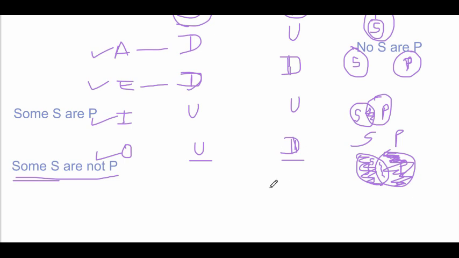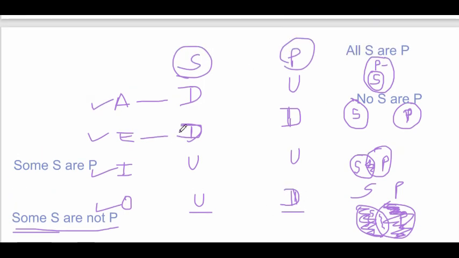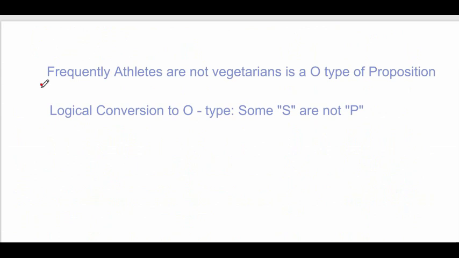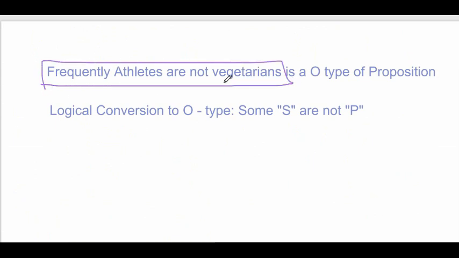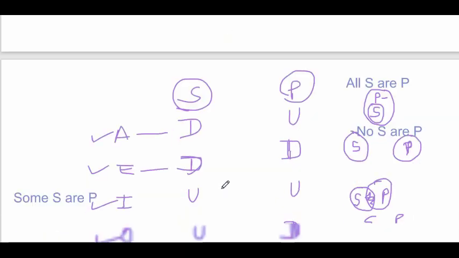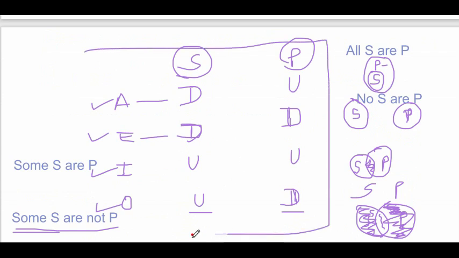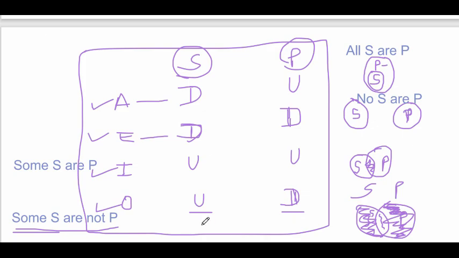Anyways, regardless of that, if they ask us to state which part of this statement is distributed and which part is not distributed, then you can simply create this shortcut table and quickly determine whether subject or the predicate is distributed or undistributed. Now, for the O part, subject is undistributed and predicate is distributed.